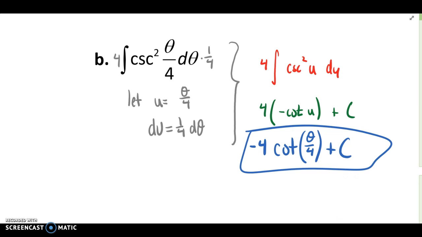Here's the work for example 3b. If you would like to, you can pause the video, work through it, see if you get the same answer. But we're going to move on to example 4 on the next page.